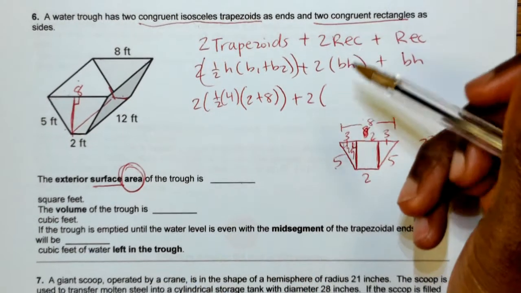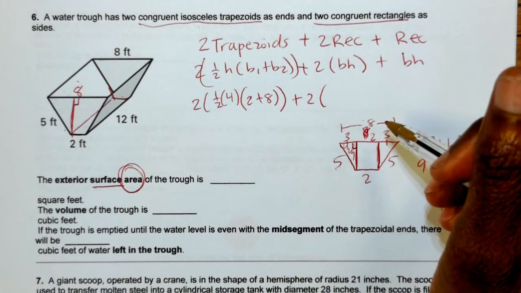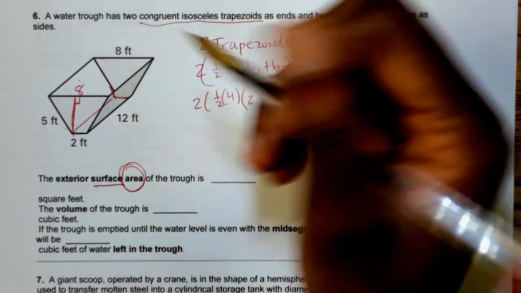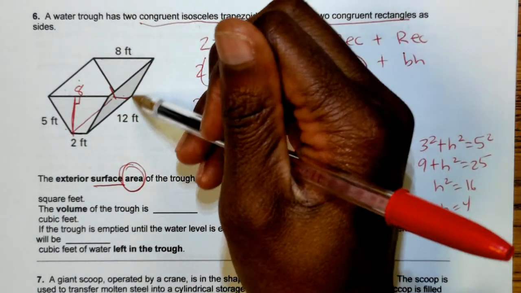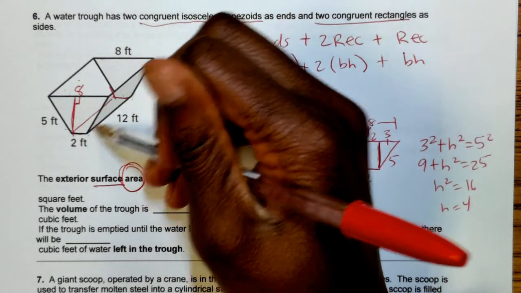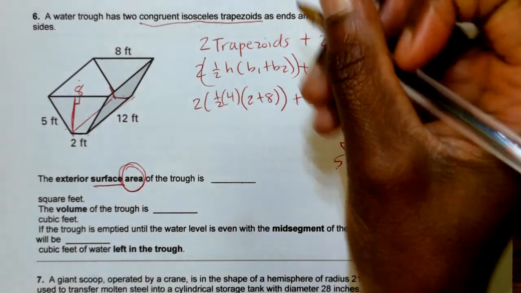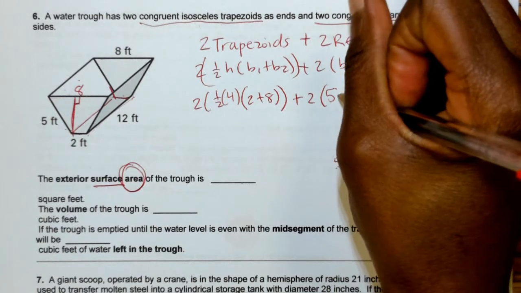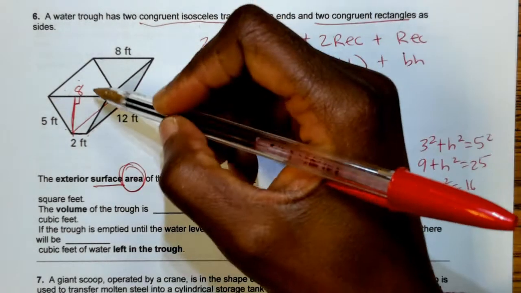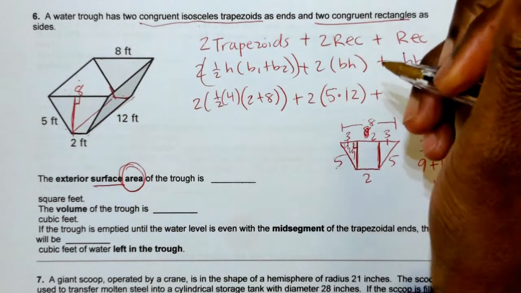Okay, then we are on to the rectangle. So that was all for the trapezoid. So the rectangle, the two side rectangles here are 5 by 12s. And then the rectangle on the bottom is a 2 by 12.